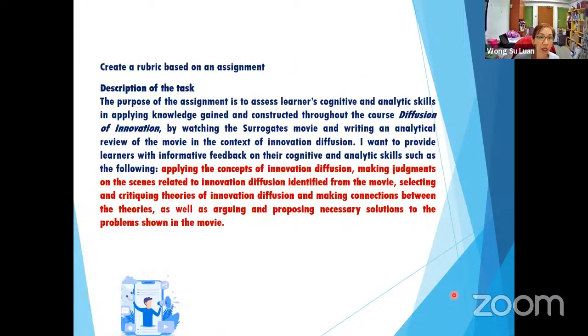So this is create a rubric based on an assignment. Yeah? This assignment is to assess the learner's cognitive and analytic skills in applying knowledge gained and constructed through the course Diffusion of Innovation. This is a master's course. The students are required to watch the movie Surrogates and write an analytical review of the movie in the context of innovation diffusion. This course is taught by my colleague, Dr. Masnida.